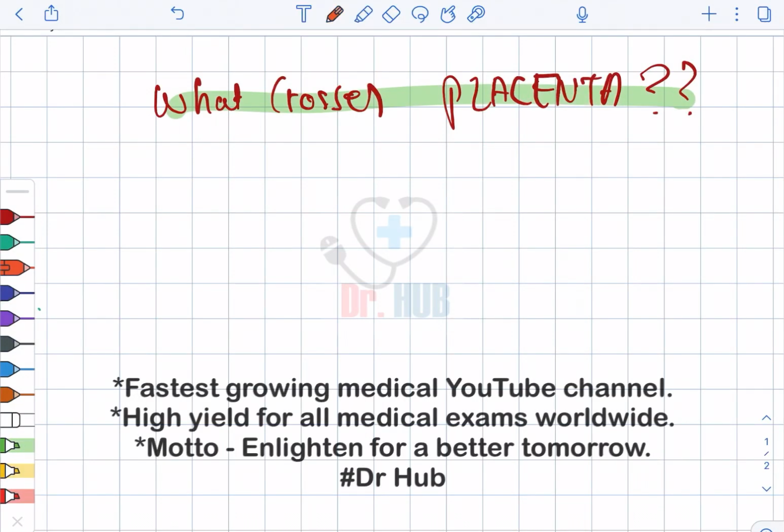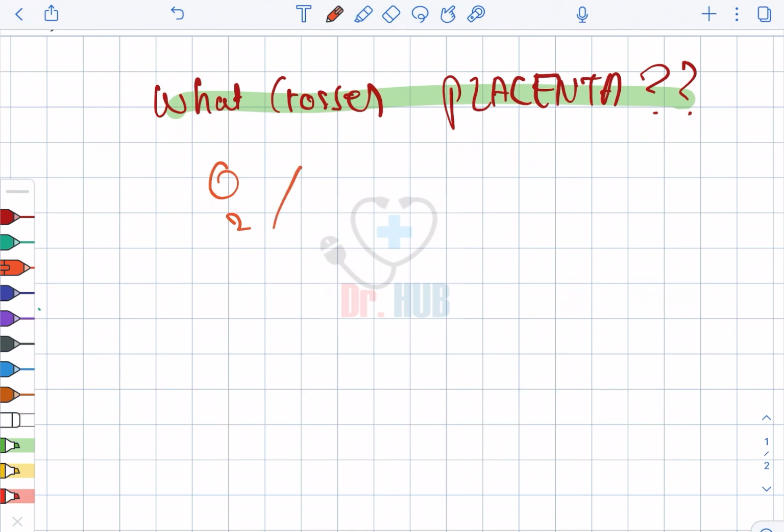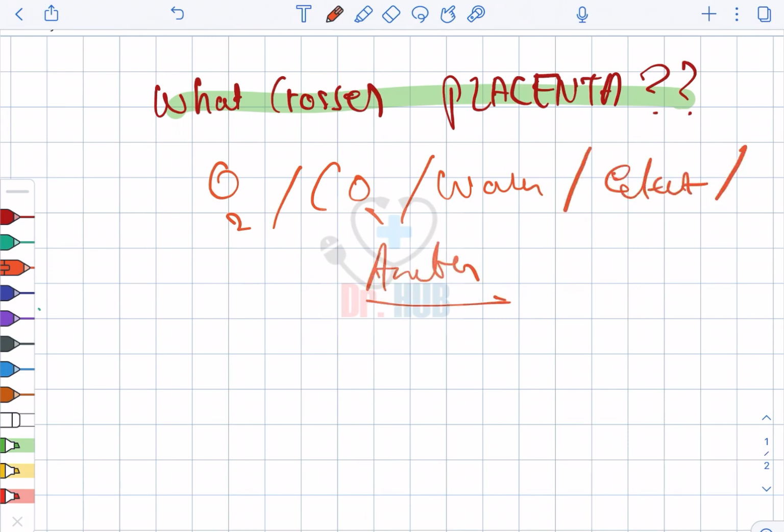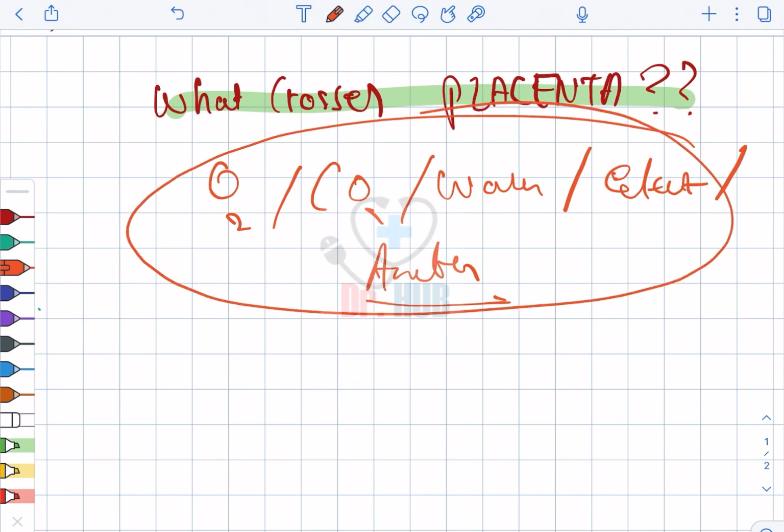What crosses the placenta? We can see that substances such as oxygen, carbon dioxide, water, electrolytes, and even the anesthetic agents can pass through the placenta, and this is by simple diffusion.